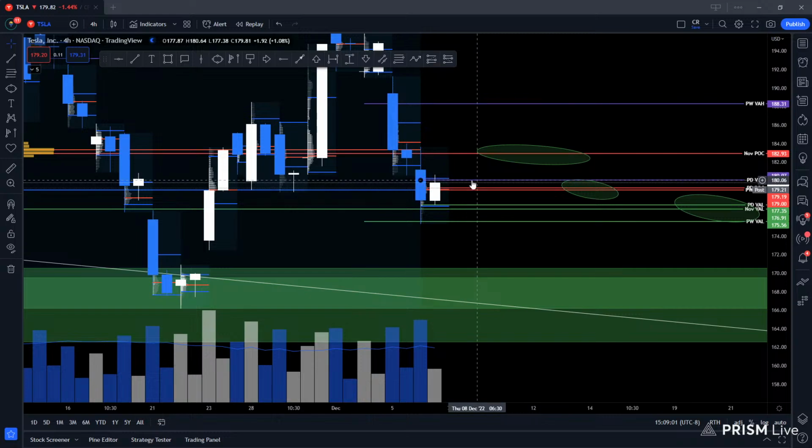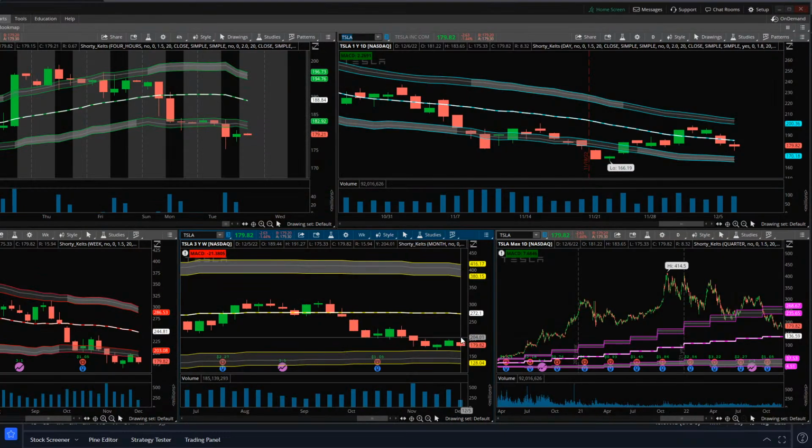So if you get a retest here of the previous day value area high, go short. This is gold. We have confluence all over the place. 165 is here. And then we have that demand right at the cloud. And this is huge. This is our monthly cloud, so this is huge.